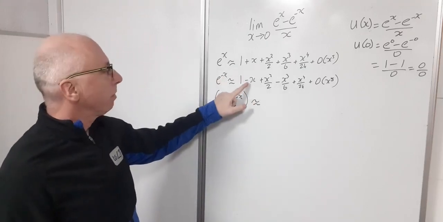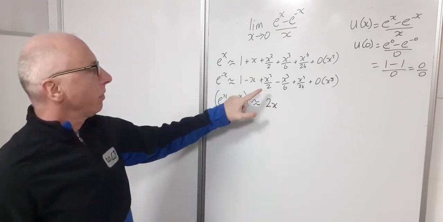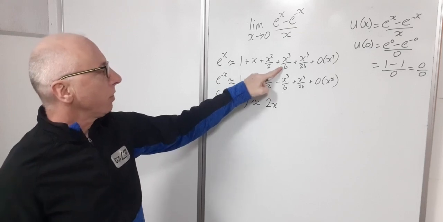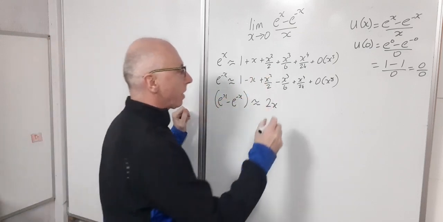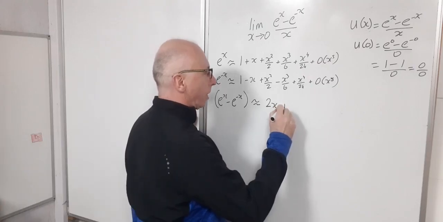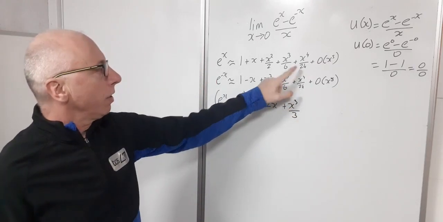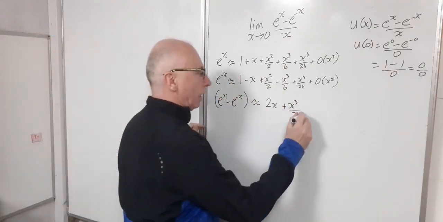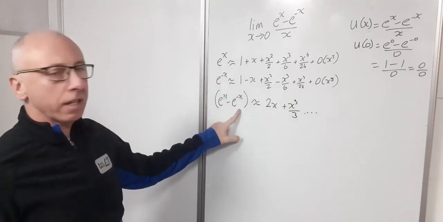X minus minus x. So that gives me 2x. X squared over 2 minus x squared over 2. That disappears. X cubed over 6 minus minus x cubed over 6. So it gives me x cubed over 3. And then this one minus this one will disappear and so on. So that's our Taylor series for e to the x minus e to the minus x.